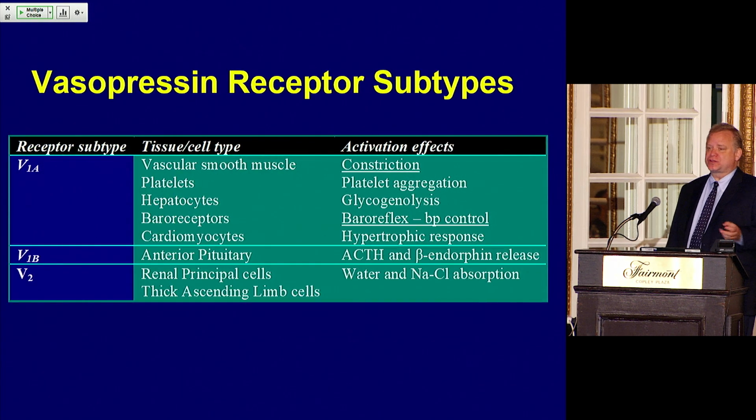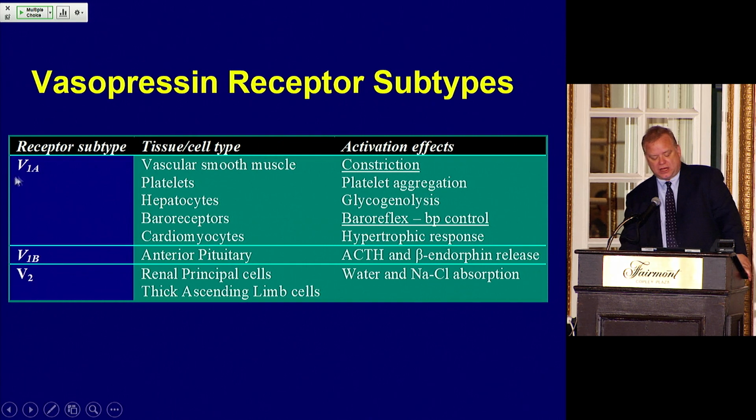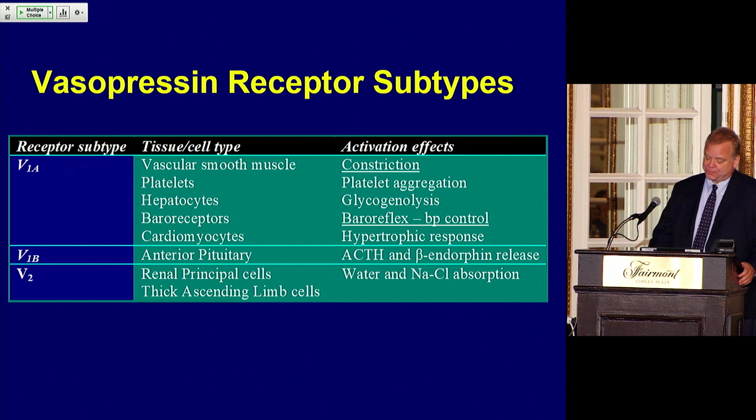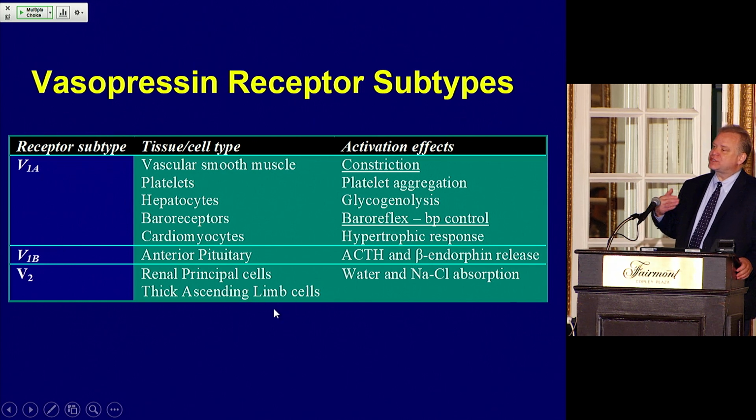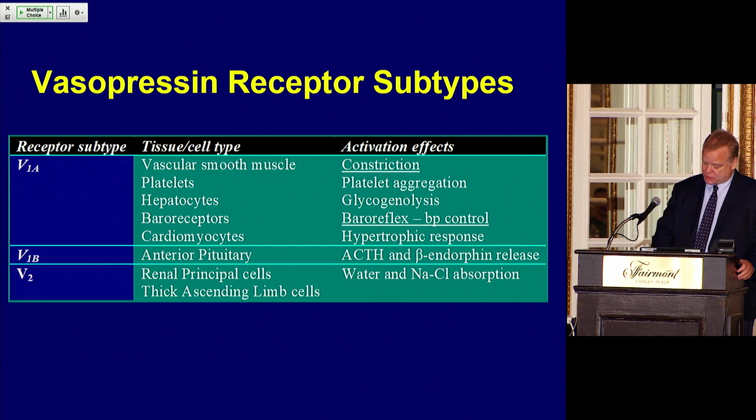There are three flavors of vasopressin receptors. The V1A receptor is the one that's sort of everywhere. Vascular smooth muscle, where it plays a role in vasoconstriction. It also plays a role in baroreflex and blood pressure control. And then, of course, the V2 receptor that's in renal principal cells, thick ascending limb cells, also in vascular endothelium, where it controls release of von Willebrand's factors. But that's the one that we think of in terms of water reabsorption and sodium disorders.